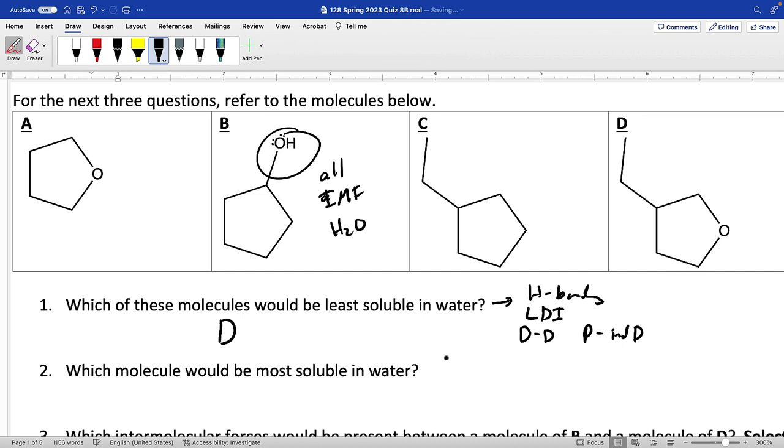If we look at the molecule that's least polar, that's going to be molecule C. Molecule C is just a hydrocarbon, so the dipole moment's going to be very close to zero, and so it has London dispersion with itself, and with water it could do London dispersion and dipole-induced dipole, but we're not matching the IMFs very well, so this would be the least soluble.